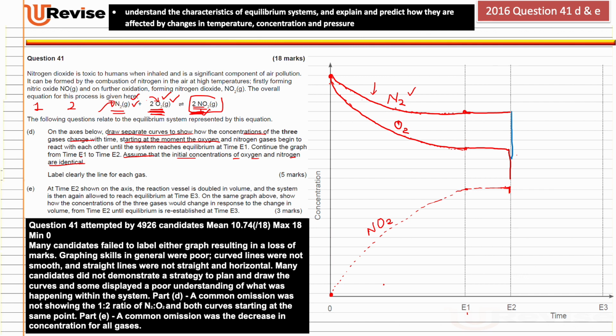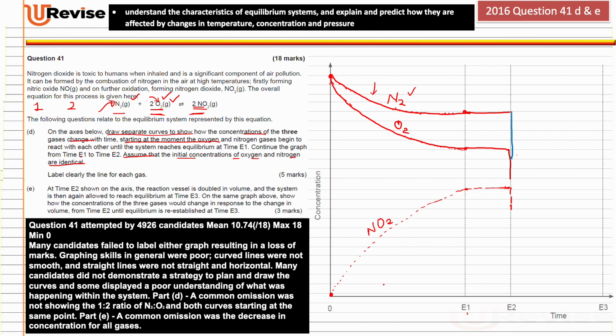Let's get rid of this and redraw that like that. It follows this. It can't drop as much as oxygen. I'll drop it just two lines. Okay, now having done this, how is the system going to respond?